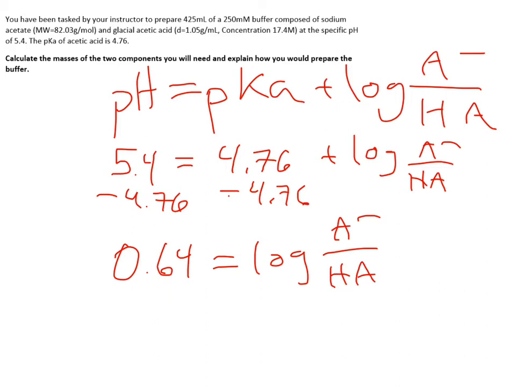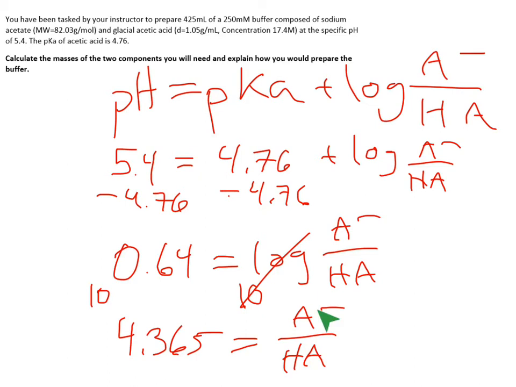Cool. How do we undo common log? We raise both sides to the 10. 10 to the 0.64 and 10 to the log. That'll cancel. And so what we get here is a nice ratio. 10 to the 0.64 is 4.365, which is equal to the ratio of A over HA.